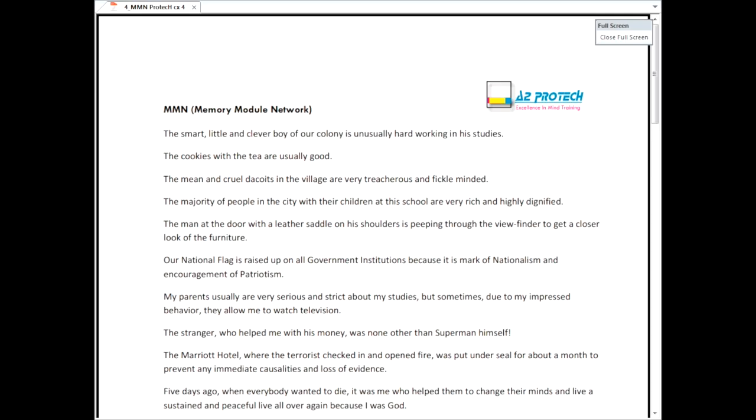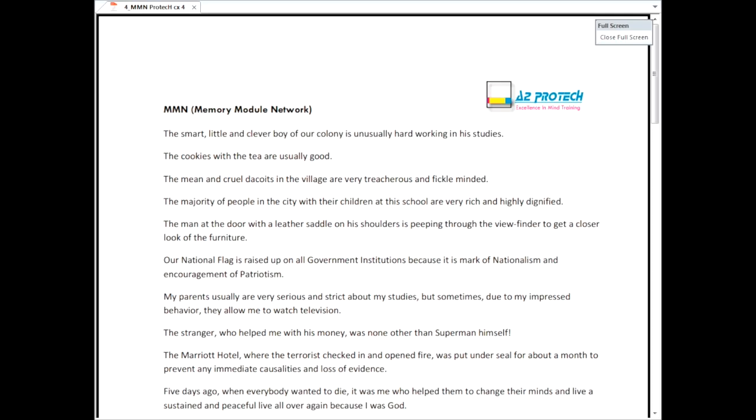Is peeping to get, okay, that is the complement. Verb is the यहाँ है verb complement. To आया तो दूसरा verb आया, पर ये verb को through the viewfinder complement लगा, और get को noun of noun लगा, look of furniture, but look को closer adjective भी आ गया और इसको the furniture आ गया. इसका मतलब एक आदमी जो saddle लेकर कंधों पर door के पास खड़ा है, वो झांक रहा है viewfinder से to get a closer look of the furniture. That is the meaning. This is how you break and understand.